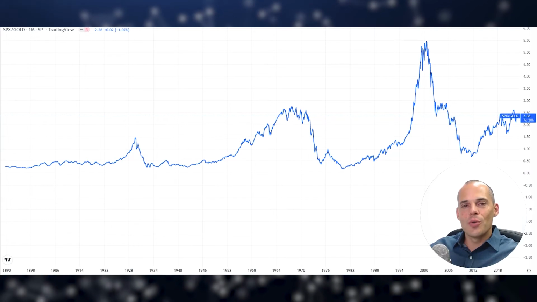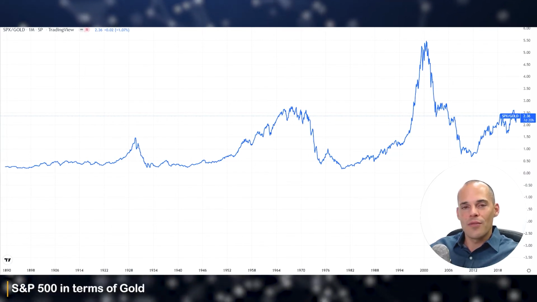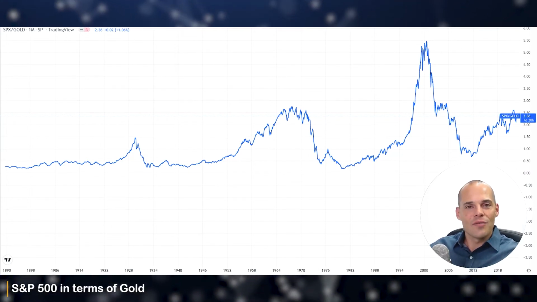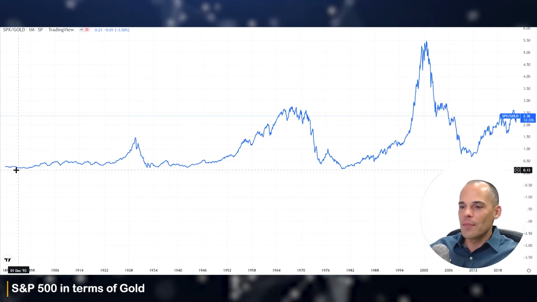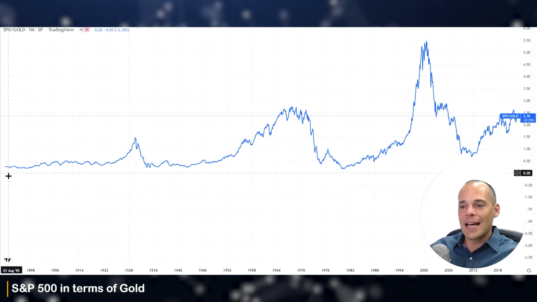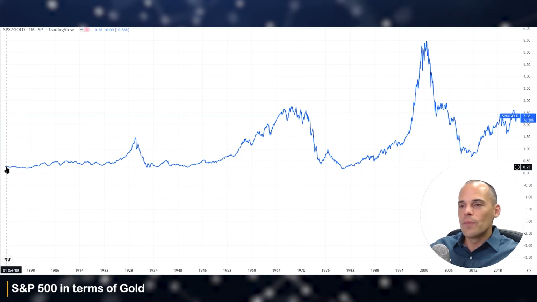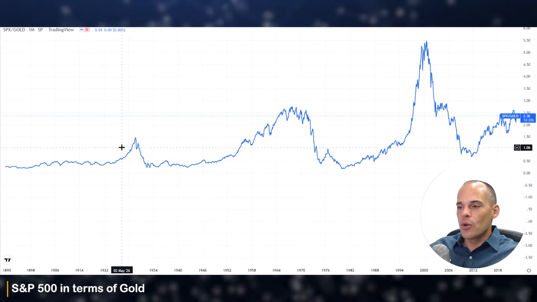So next I want to show the S&P in terms of gold. Gold has been used as money for thousands of years, and it's kind of instructive to be able to observe what may actually have happened over time. Now we're going all the way back to 1889 on this chart. Again, this is TradingView. S&P 500 in terms of gold, you can see this interesting spike.